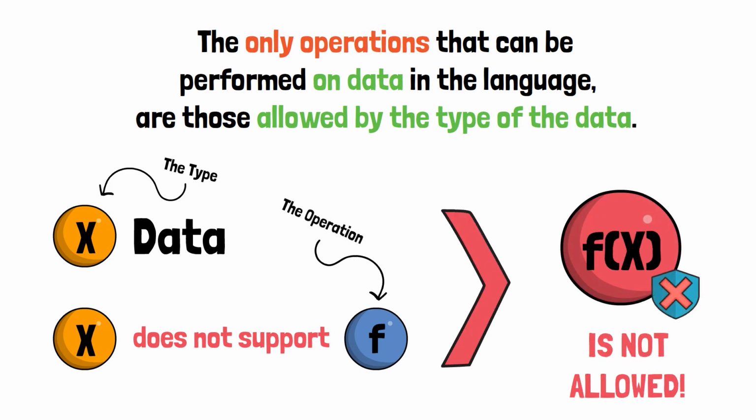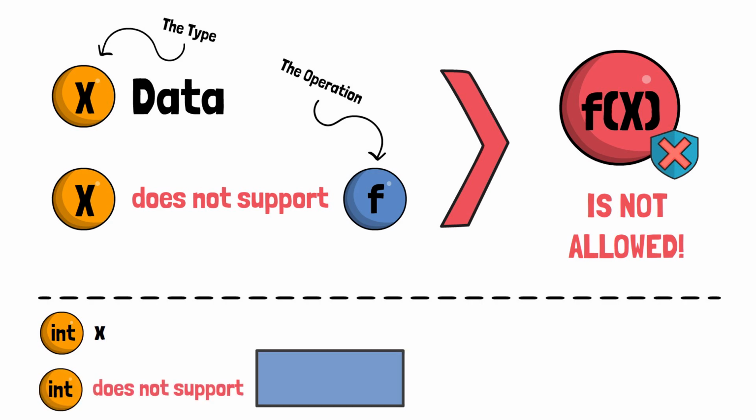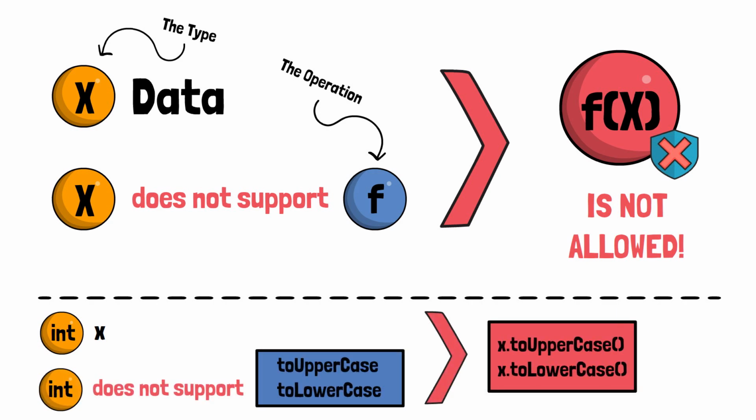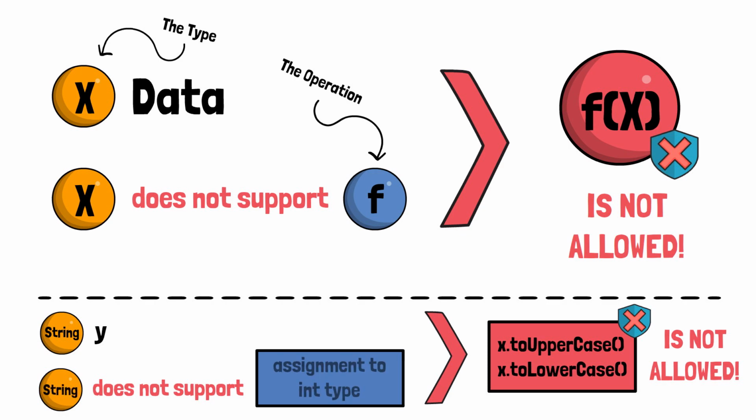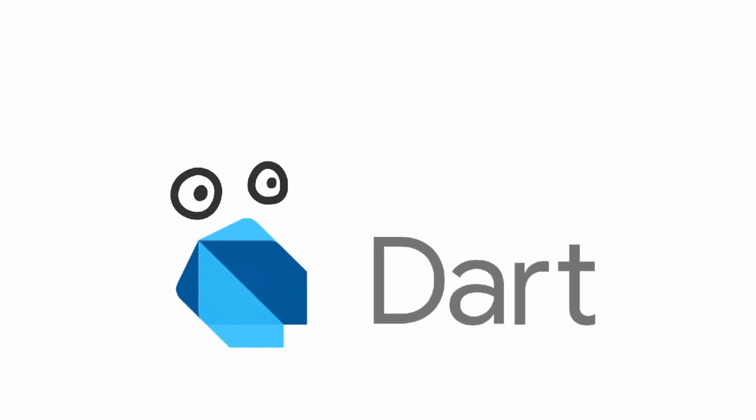It's that simple. So, for example, if you have a variable X of type integer, you can't perform operations sanctioned by the string type, like to uppercase or to lowercase, since the integer type doesn't support those. At the same time, if you have a variable y of type string, you can't assign it to a value of type integer, since the string type does not allow the assignment operation to an integer. I hope it makes sense. Now you may wonder, well, then Dart must have a tool analyzing whether the developer is writing type-safe code or not, right?